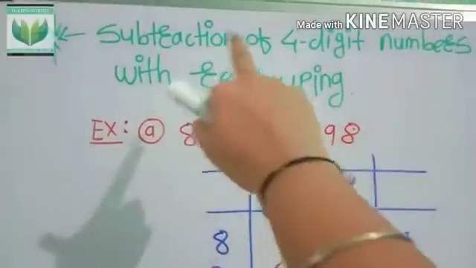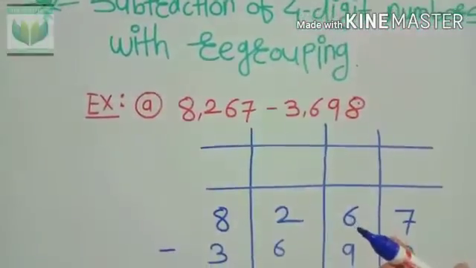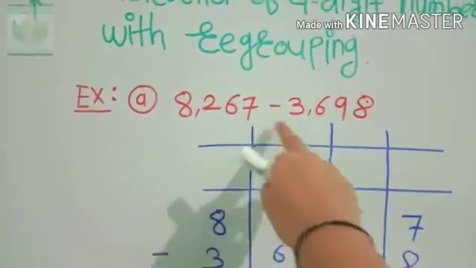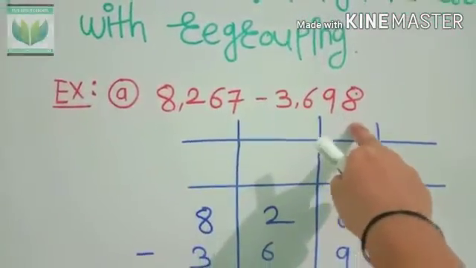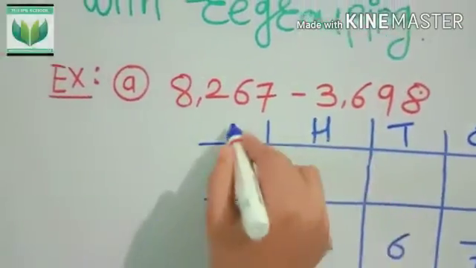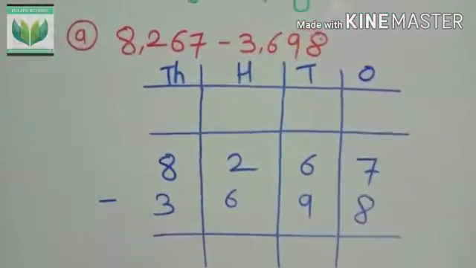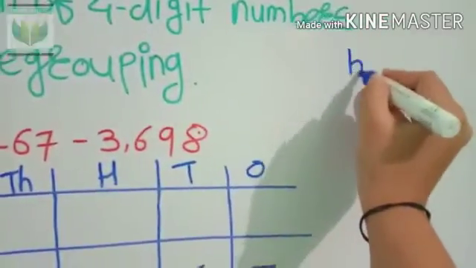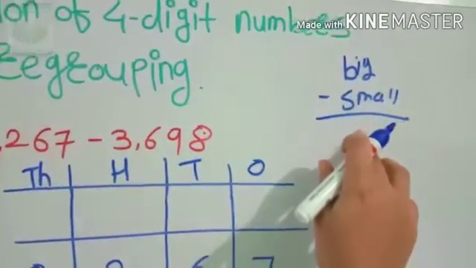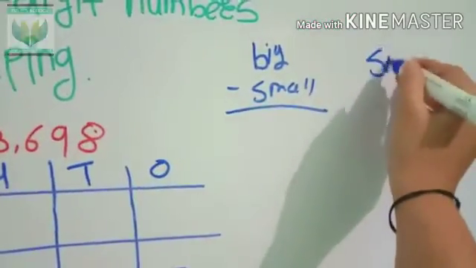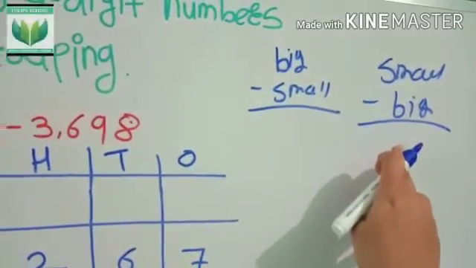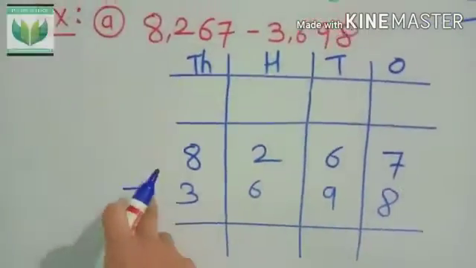Now the second point is subtraction of 4-digit numbers with regrouping, which means carry. Here I wrote an example: 8,263 minus 3,698. Okay, now let's first write ones, tens, hundreds and thousands. In subtraction, when a big number minus a small number is done, it is called without regrouping. But for small number minus big number we have to take a carry. Okay, like this we have to solve. Now let's solve.